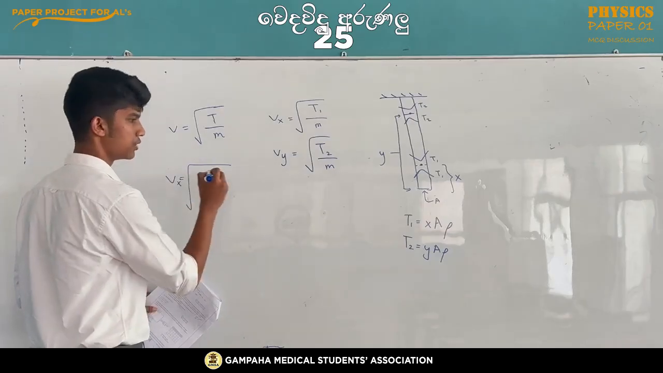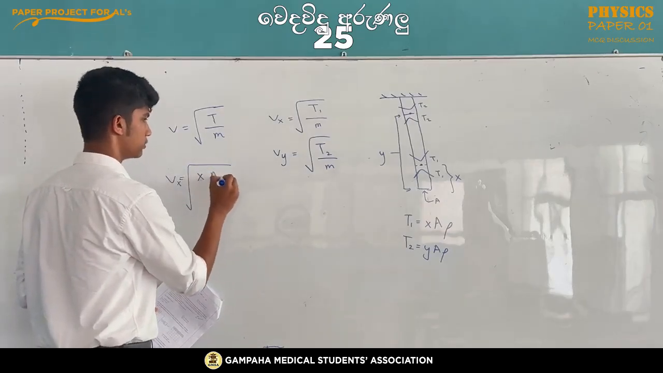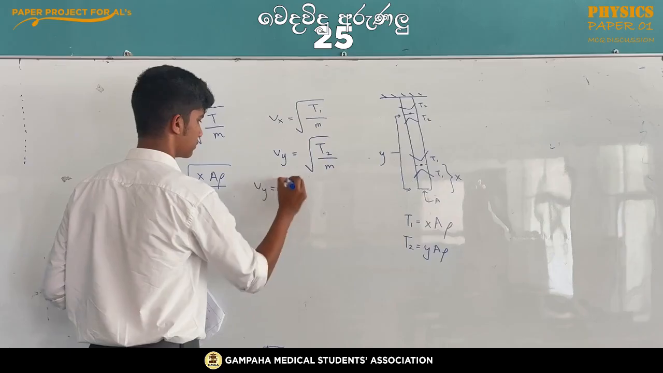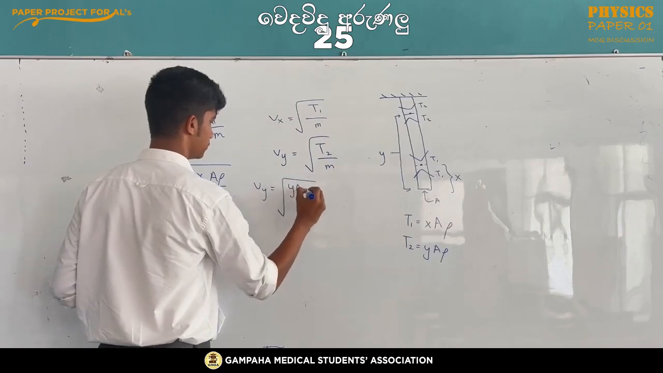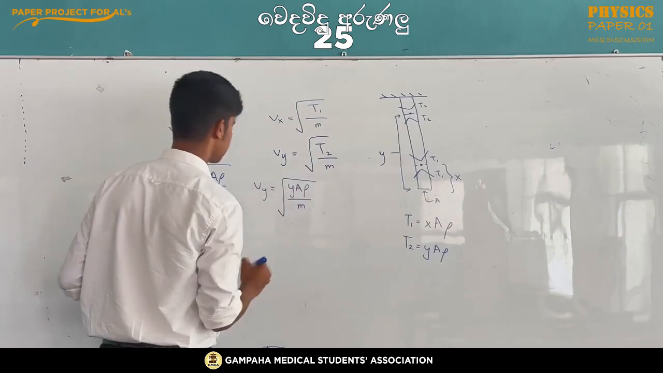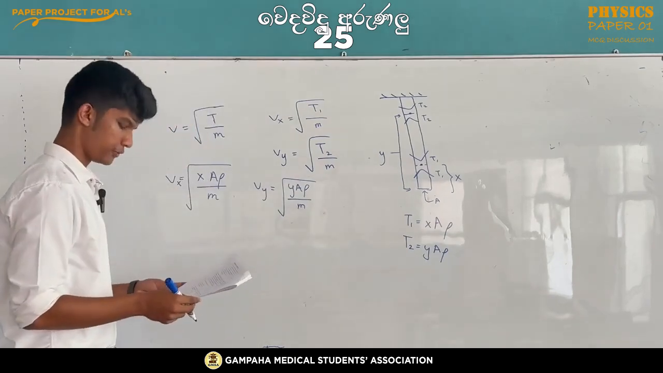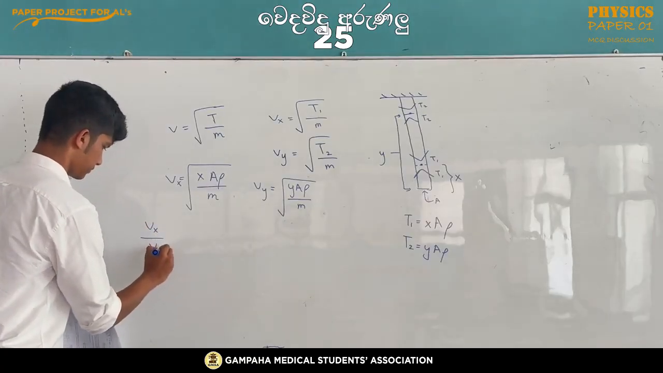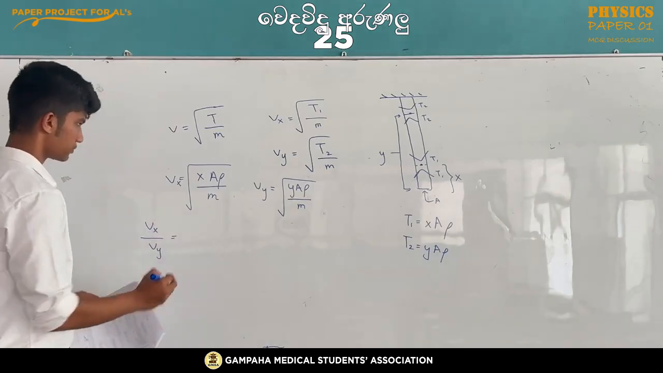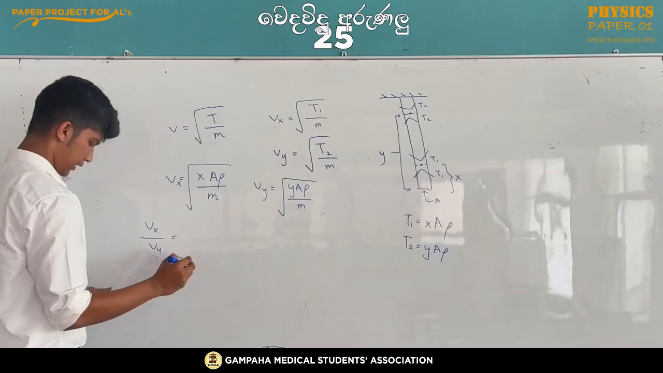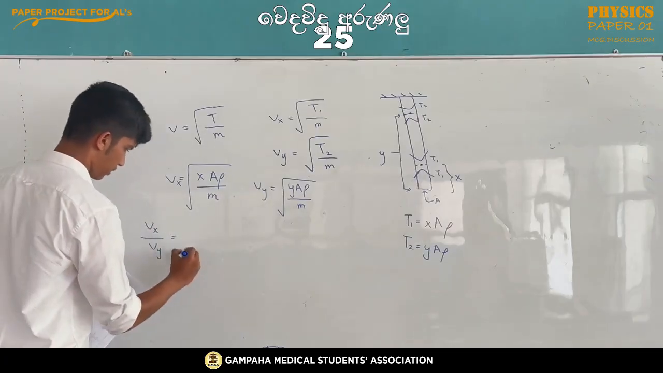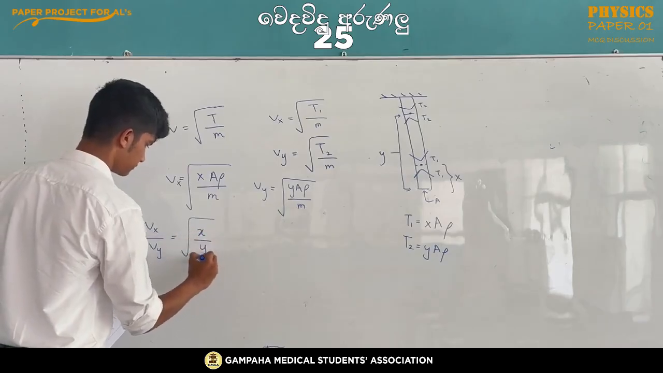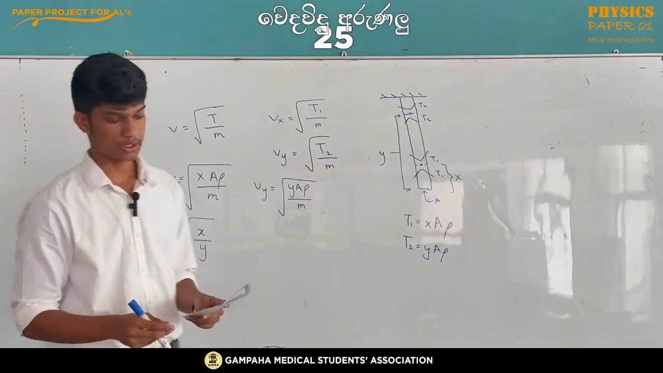Vx equals x A rho over M. Vy equals y A rho over M. So they have asked the ratio of Vx and Vy. Once you divide these two expressions, you will get the answer as x over y. So the correct answer is the third answer.